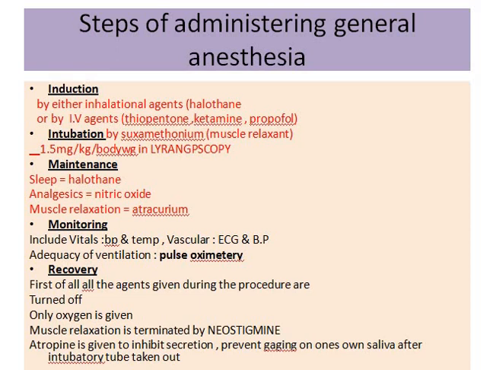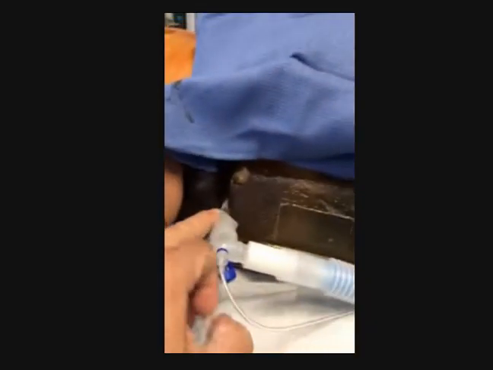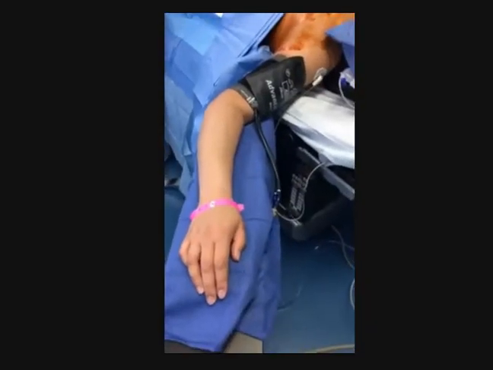Maintenance is by induced sleep. We give halothane. To cause analgesic effect, we give the patient nitrous oxide, and for muscle relaxation, we give atracurium. For monitoring, we need to monitor the blood pressure, the temperature, and the vascular status by assessing the ECG and BP. Tracheal tube where she's... Now positioning is very important.